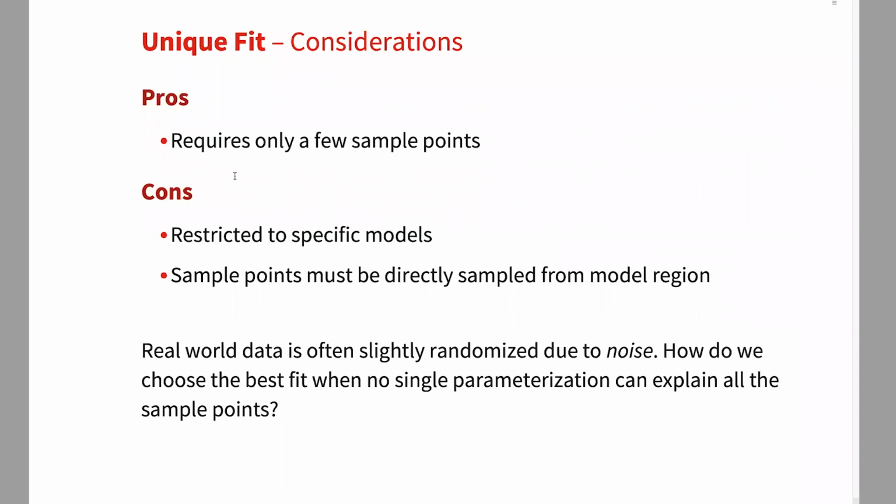It requires only a few sample points, which is a good pro. However, as cons, it is restricted to a few specific models, and the sample points must be directly sampled from the model region. This is a problem because a lot of times real-world data is slightly randomized due to noise. So the question is, how can we find the best fit when not all the points agree on what it should be? We're going to see 2 answers to this.